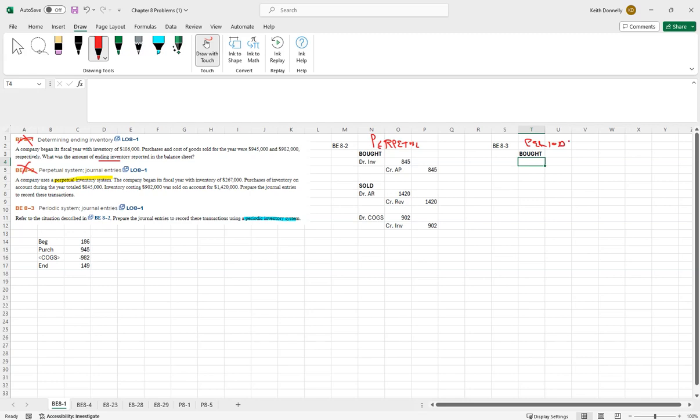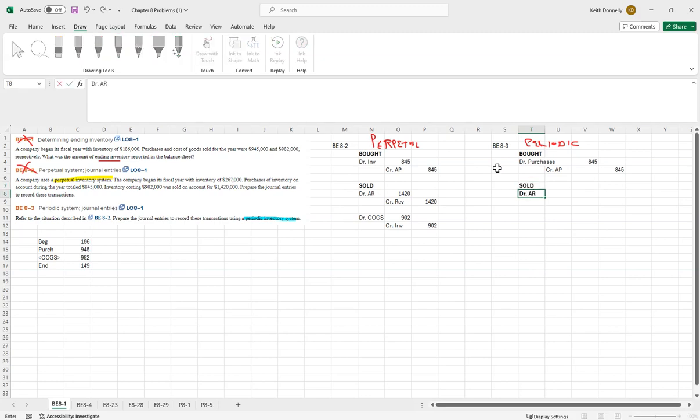A couple of things to be aware of. We're going to have a lot of temporary accounts throughout the period. In other words, we're not going to really touch inventory until the end. And likewise, we're not going to take cost of goods sold until the end of the period. So if we're working on these facts, when we bought it, we're going to debit purchases, a temporary account we get rid of later, for 845, and credit accounts payable, 845.